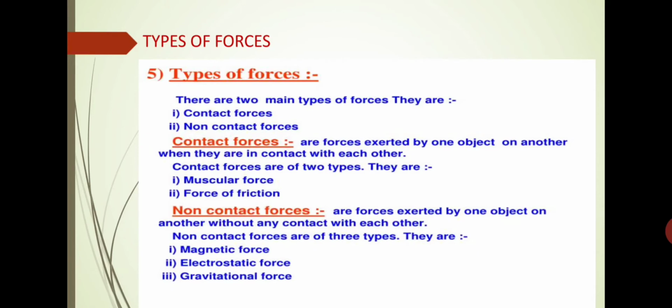Now the next one is non-contact forces. What are non-contact forces? The word non is there. It means that in this type of force, the objects are not in contact. So non-contact forces are forces exerted by one object on another without any contact with each other. Understand? Without any contact. If the force is applied like that, it is called non-contact force. Non-contact forces are of three types. What are they? Magnetic force, electrostatic force and gravitational force.